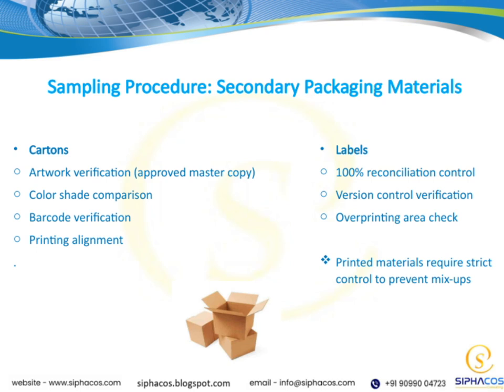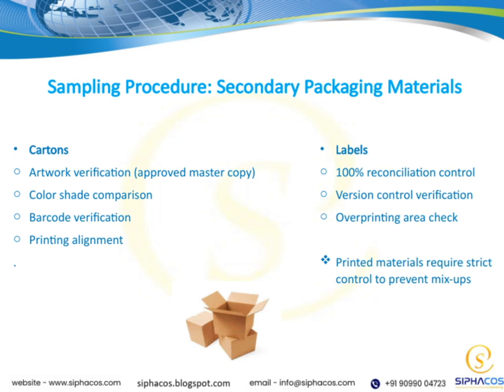Color shade comparison is also important, ensuring the color matches the specified standards so there's no variation that could cause confusion. Barcode verification is another critical step. We check that all barcodes are accurate and scannable, which is essential for tracking and traceability. Lastly, we review printing alignment to ensure everything is correctly positioned, maintaining a professional and consistent appearance.